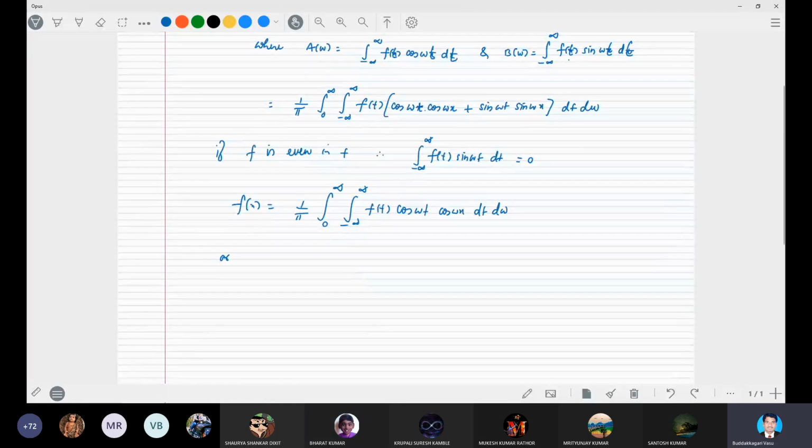dt d omega. Okay, audible. Or we can write this as f(x) is equal to 2 by pi into integral 0 to infinity of f(t) cos(omega t) dt into cos(omega x) d omega, right?